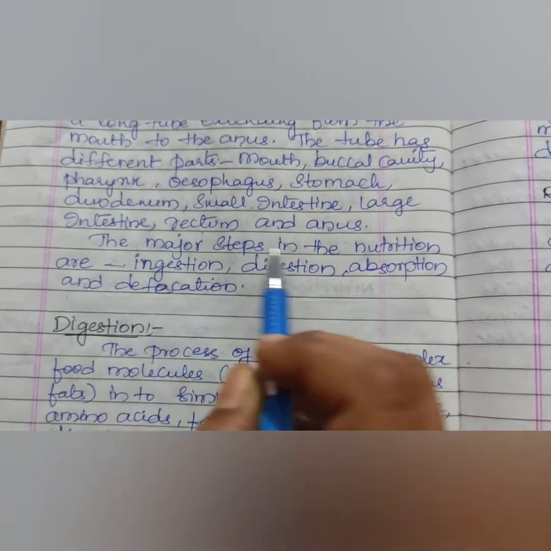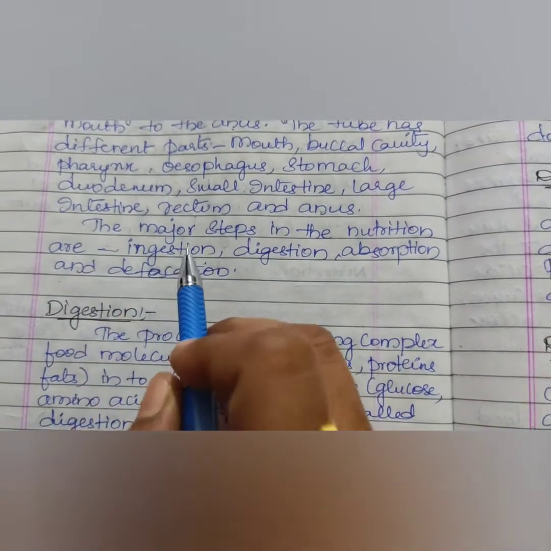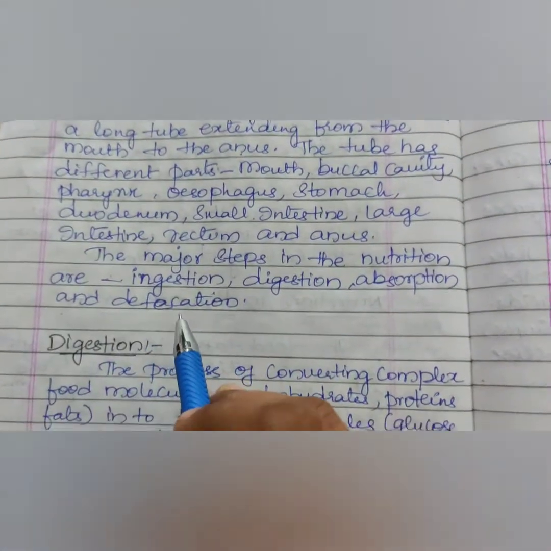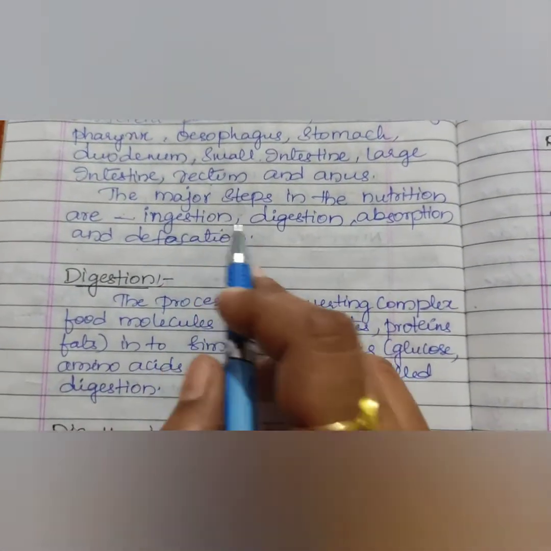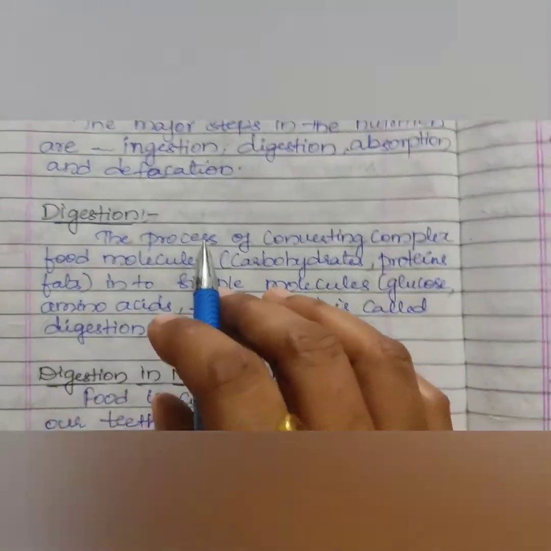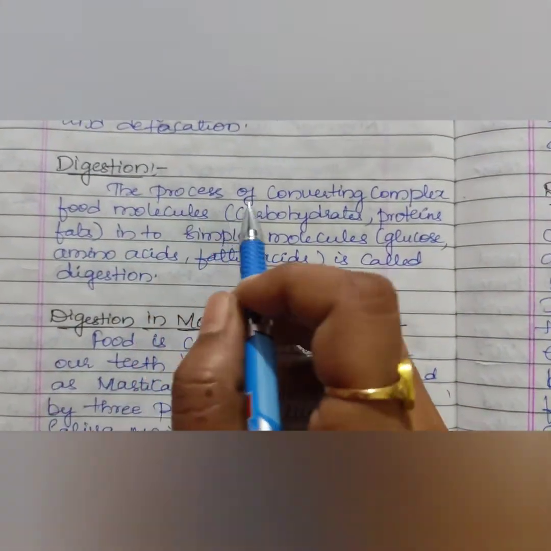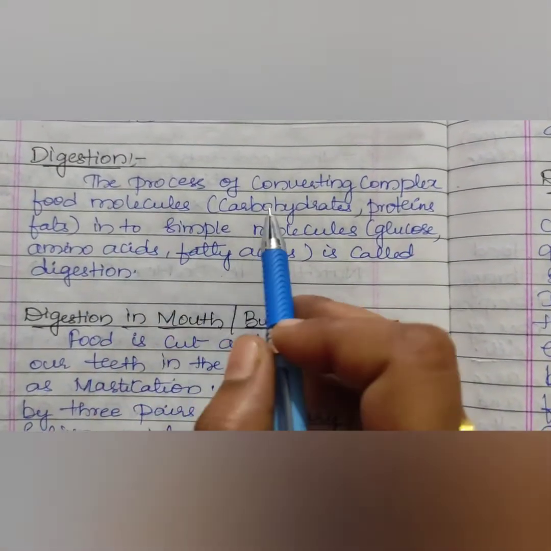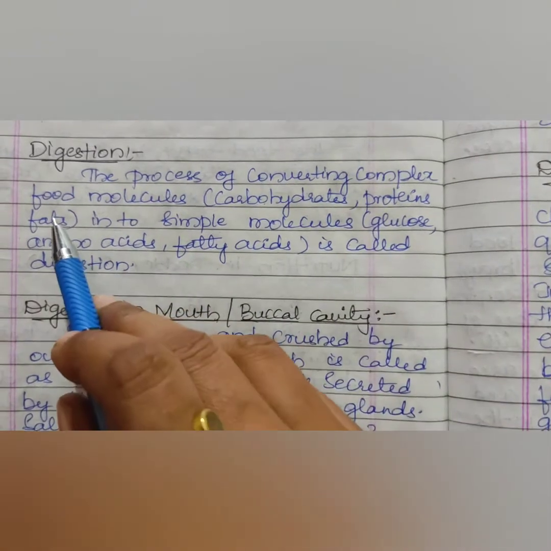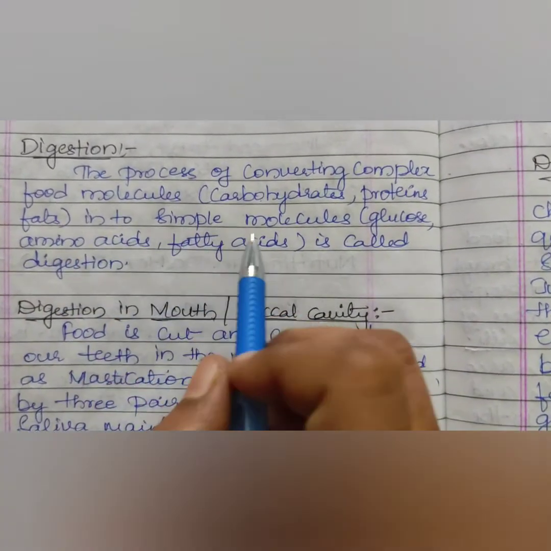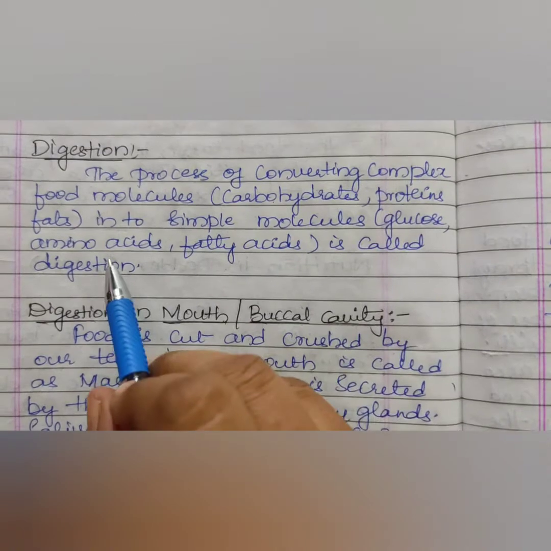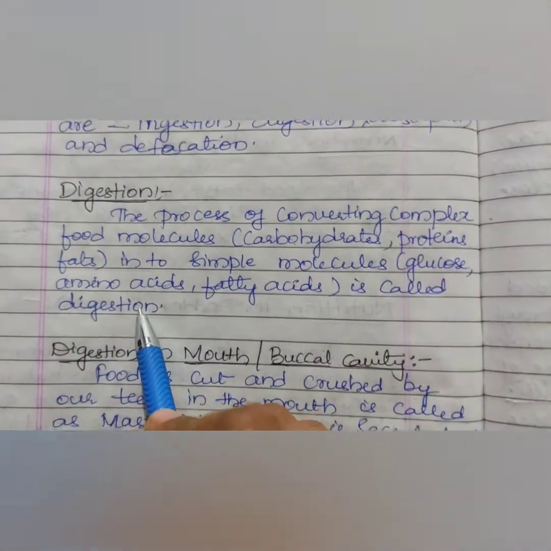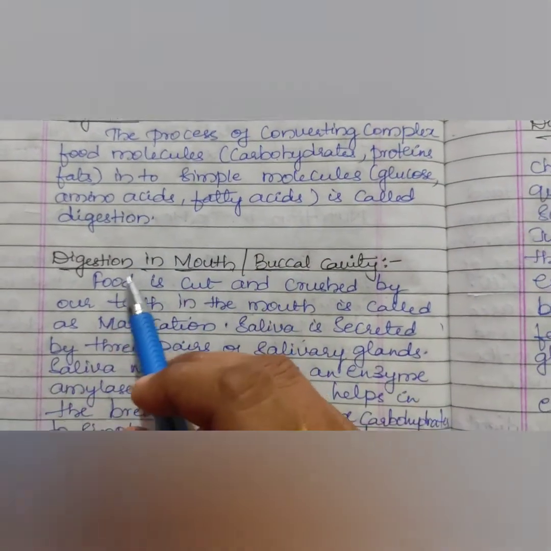The major steps in nutrition are ingestion, digestion, absorption and defecation. Now we'll see all the steps. Digestion is the process of converting complex food molecules, that is carbohydrates, proteins and fats, into simple molecules like glucose, amino acids and fatty acids. Next, digestion in mouth.